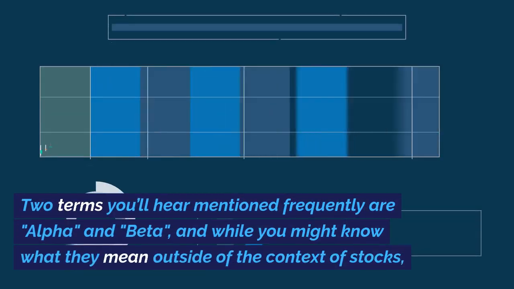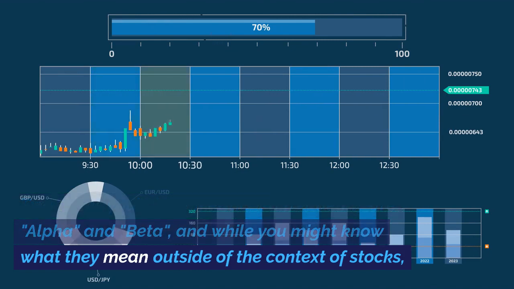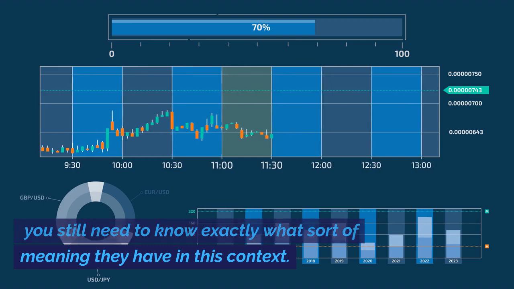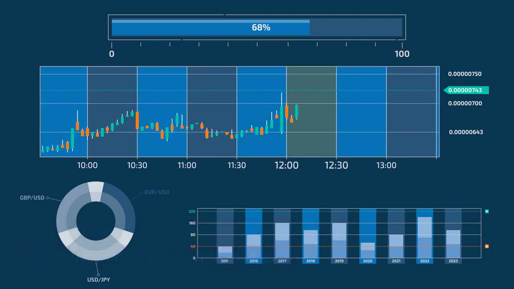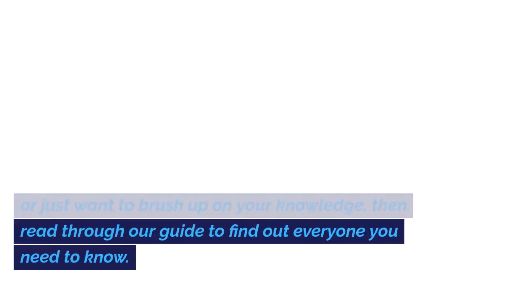Two terms you'll hear mentioned frequently are alpha and beta, and while you might know what they mean outside of the context of stocks, you still need to know exactly what sort of meaning they have in this context. So if you're new to stocks and are unsure about what these two terms mean, or just want to brush up on your knowledge, then read through our guide to find out everything you need to know.